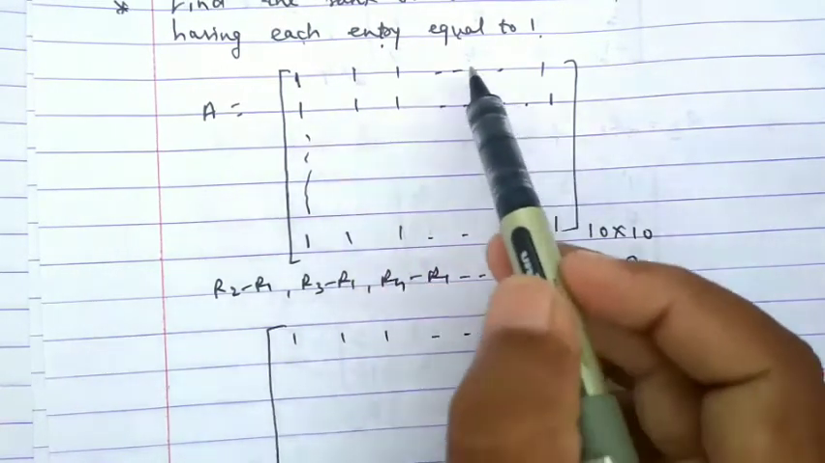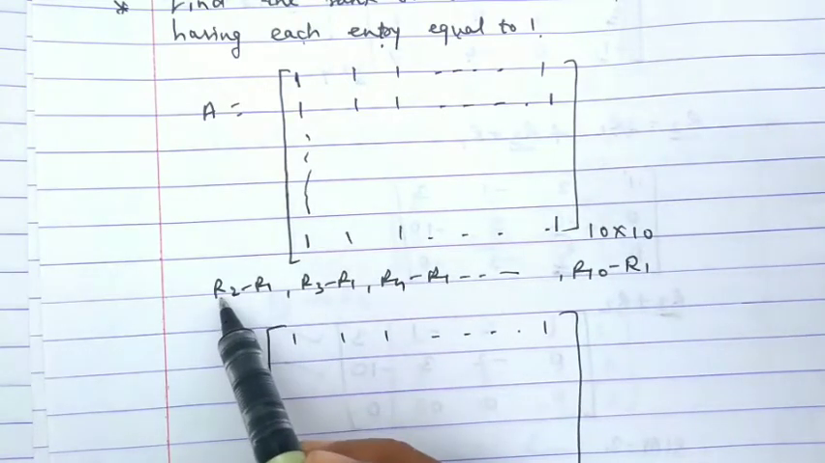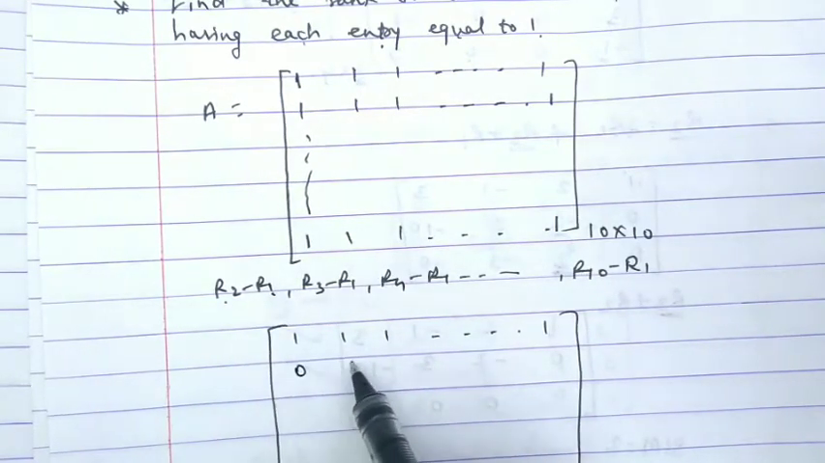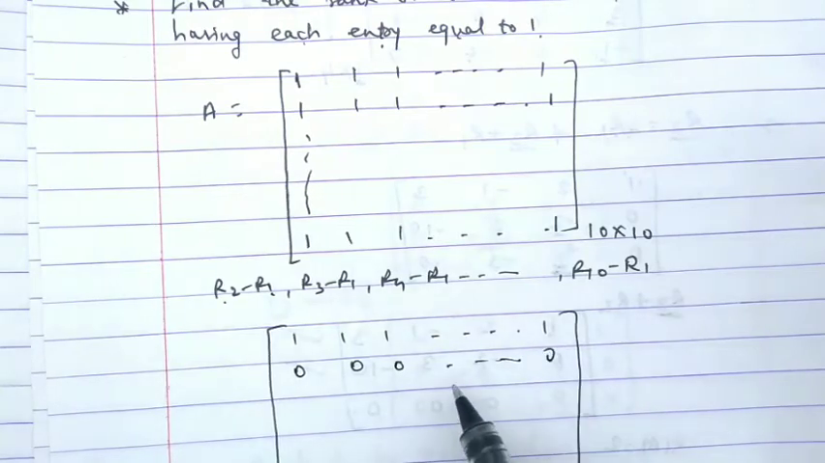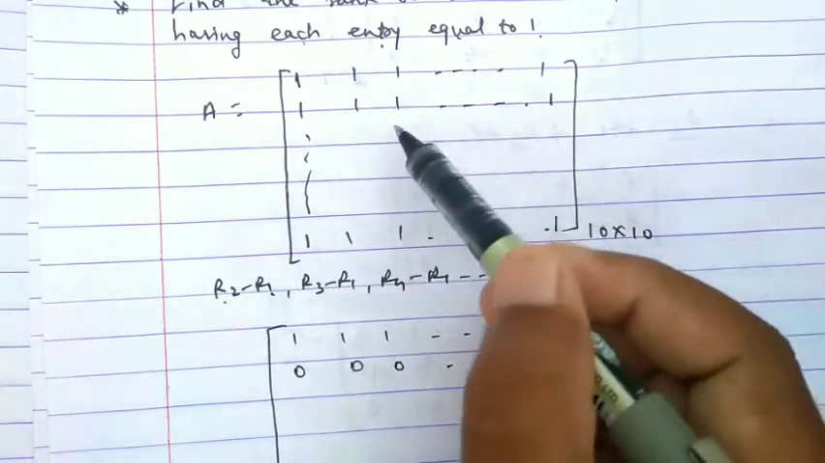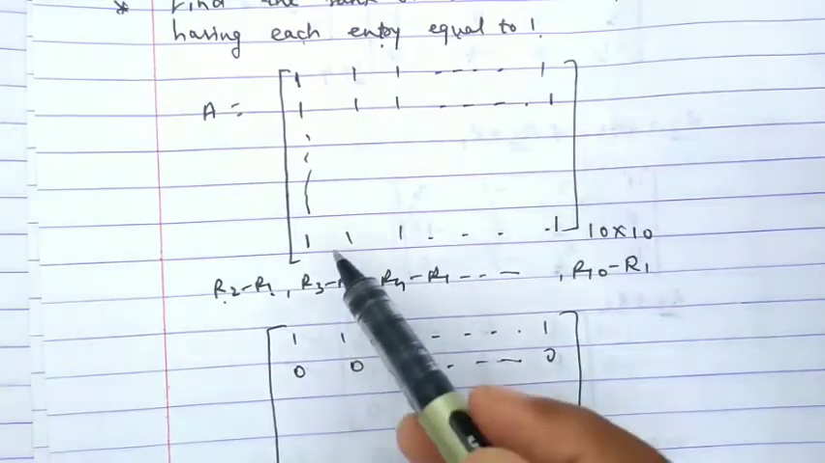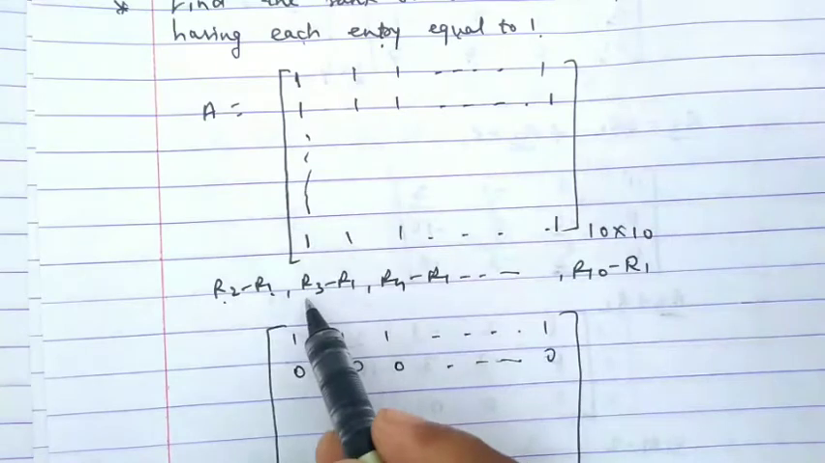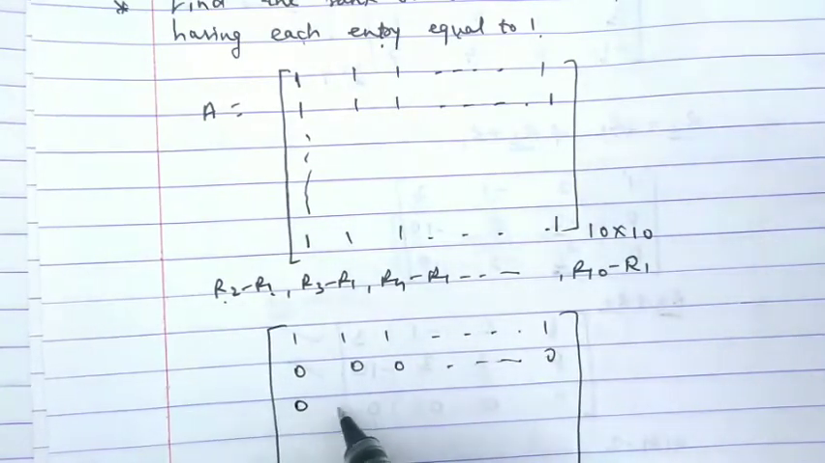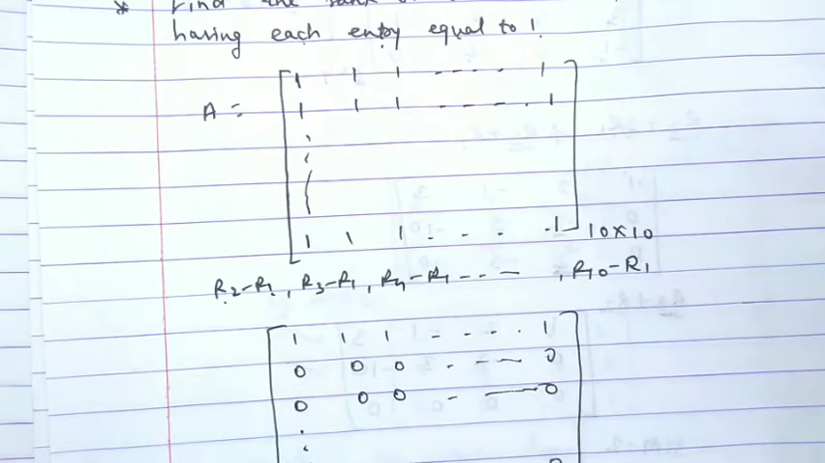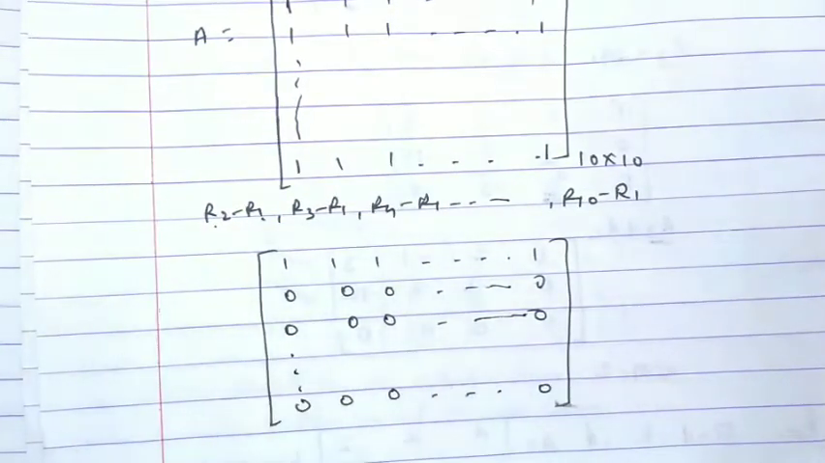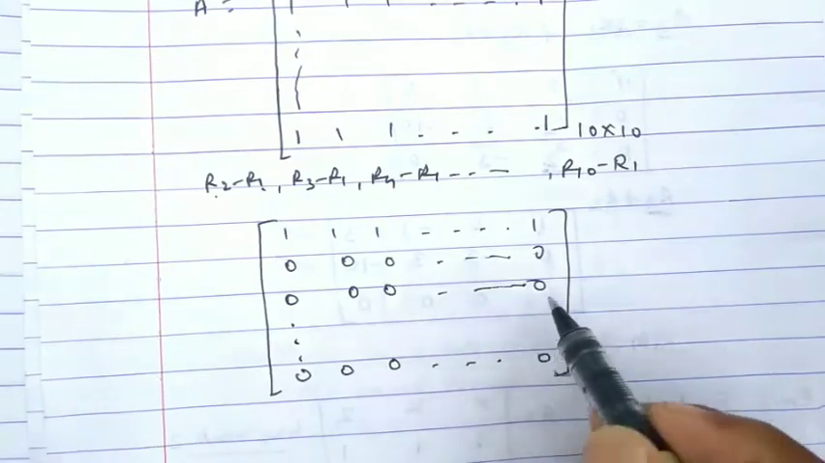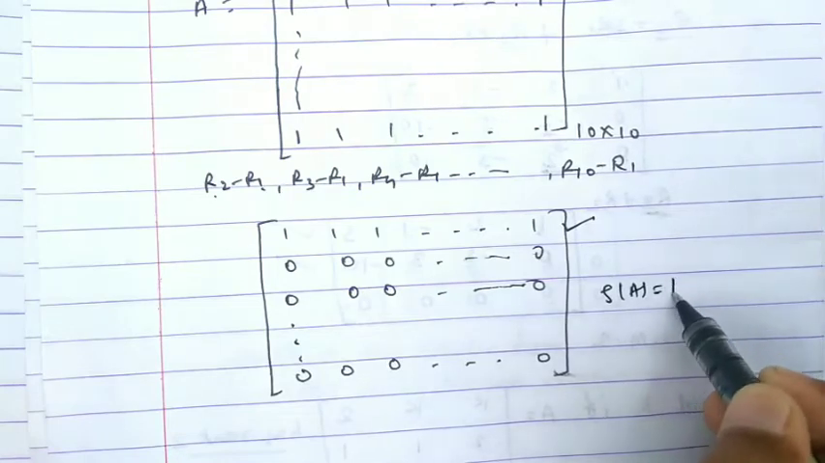Now the second row is the same as the first row, and we are going to subtract the first row from the second row. So we will get the second row entries as 0. Also the third row is the same as the first row, because all entries are equal to 1, so all the rows are equal to the first row. So if you take the subtraction, you will get all the remaining rows equal to 0. So this is in echelon form. The number of non-zero rows: only the first row is a non-zero row, so the rank of this matrix is 1.